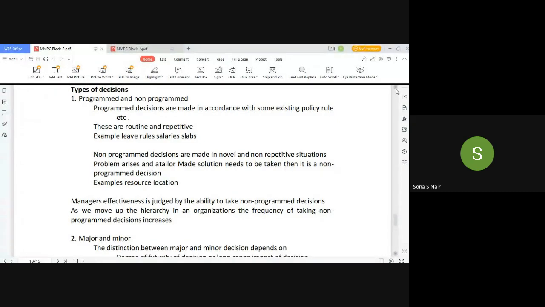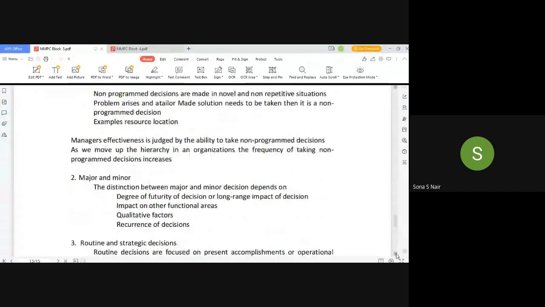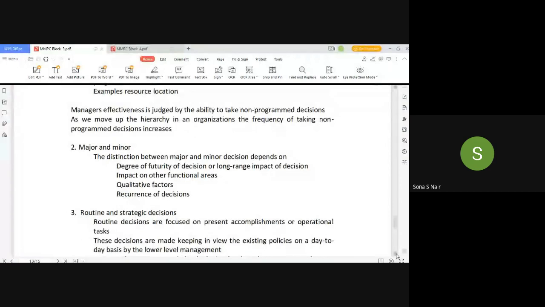Decisions can also be major and minor. Well, that's a simple classification. If the decision involves a long-range impact, then it is a major decision. It could maybe be a small thing, but it decides the future. There is some long-range impact of that decision. It is a major decision.